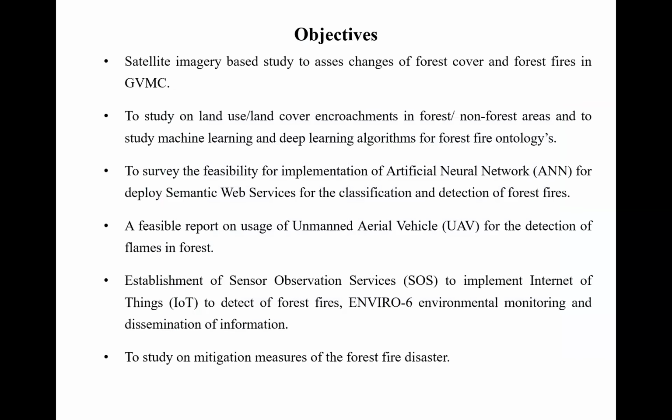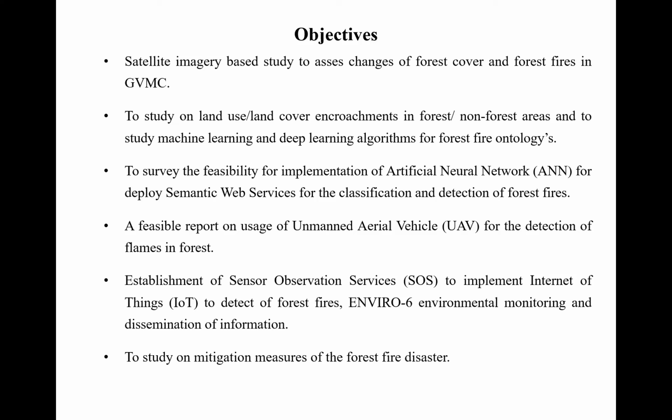Next one, these are the objectives. Before the objectives, this is the objective of the problem. First, GVMC, the Greater Visakhapatnam Municipal Corporation. I think some research scholars are here, and this is useful for your research. First of all, you should identify your area, the area of the problem. Then you have to collect satellite information. Then you have to analyze the data. How can we analyze the data? Through ontologies. The semantic web is perfectly suitable for ontologies.